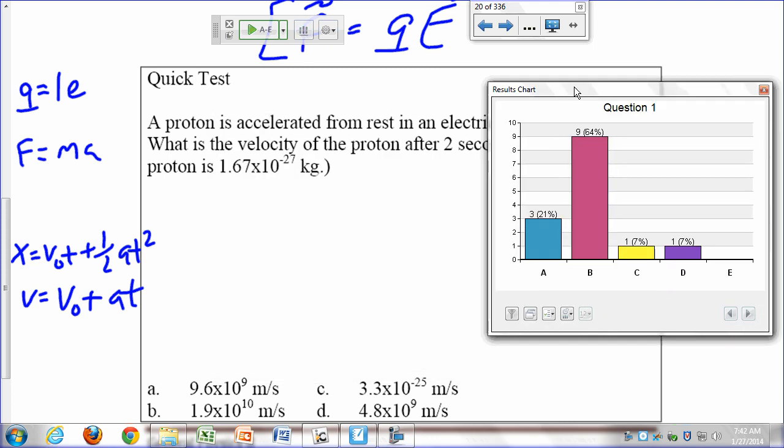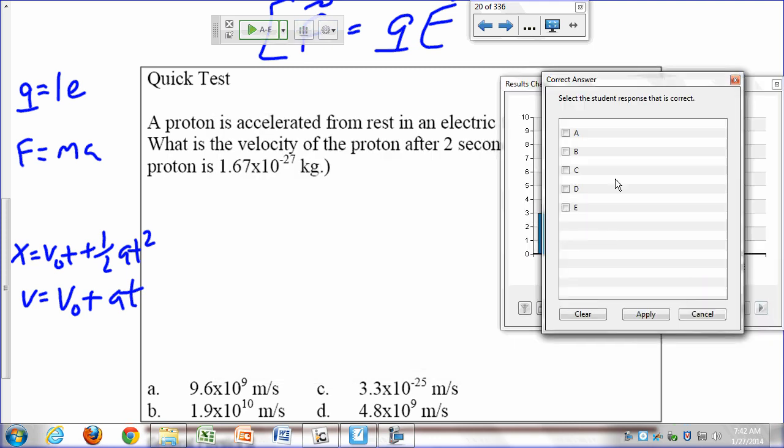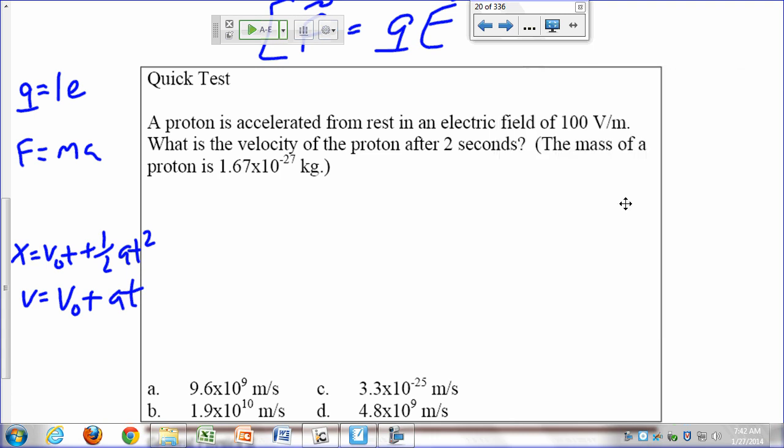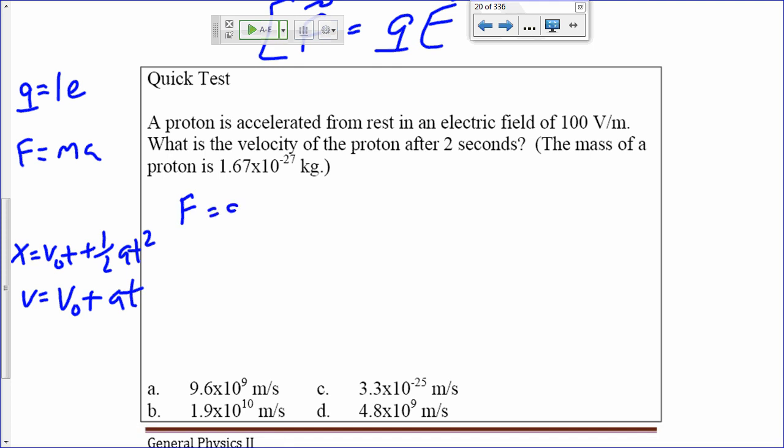All right, let's see. Looks like most people put B. I'm going to assume that's the right answer. We'll work through it real quick. Pretty sure that's right. So your first thing is to find the force. F is equal to QE.